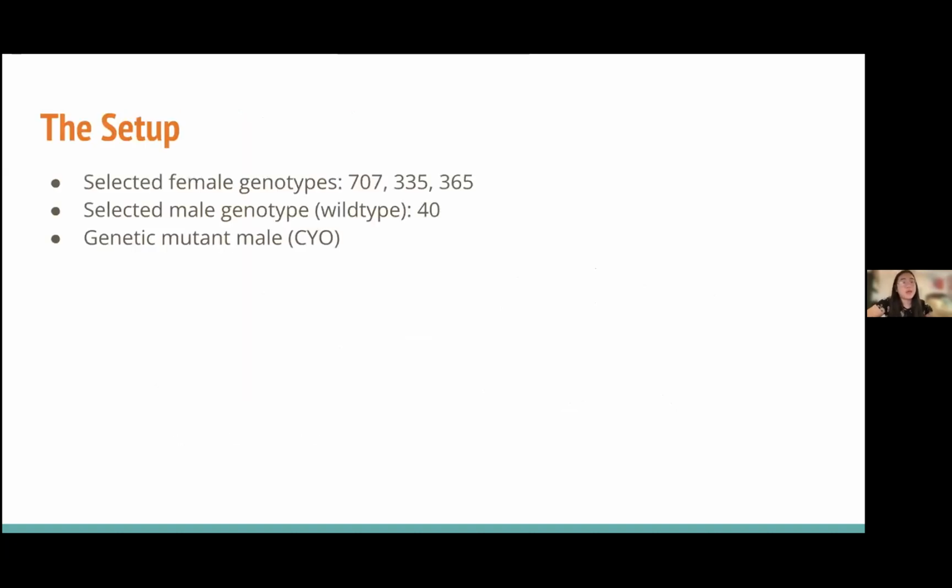So here's my setup. I'm taking 3 female selected genotypes, 707, 335, and 365. These are the ones that went through preliminary trials, because you do need to sort out which ones have a better propensity to mate. I'm also using genotype 40, which is my standard wild type male, the initial one with the regular flat wings, and of course, the curling wing. I'd like to point out that these genotypes are just arbitrary numbers, so 335 is not super closely related to 365.